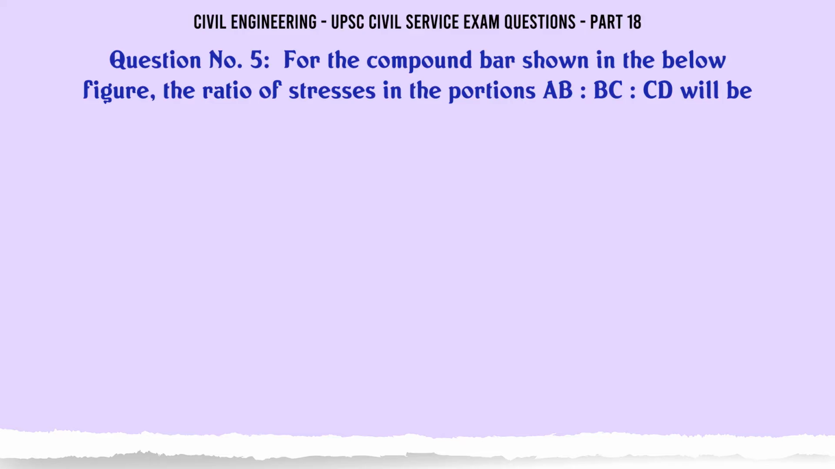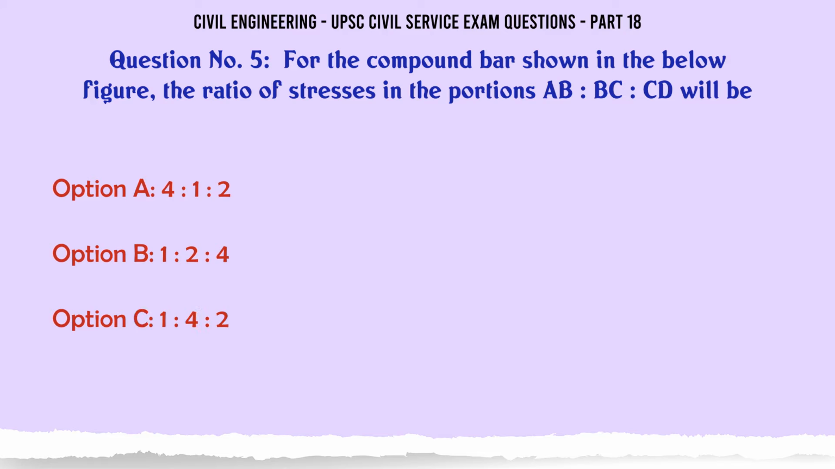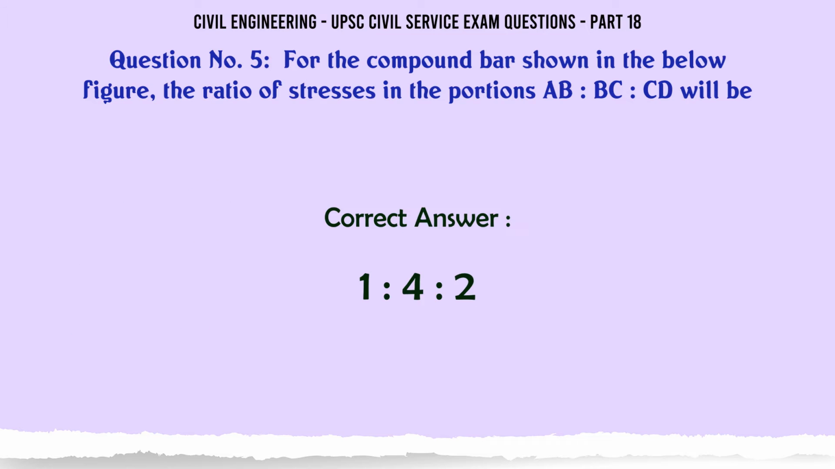For the compound bar shown in the below figure, the ratio of stresses in the portions AB, BC, CD will be: A. 4:1:2, B. 1:2:4, C. 1:4:2, D. 4:2:1. The correct answer is 1:4:2.